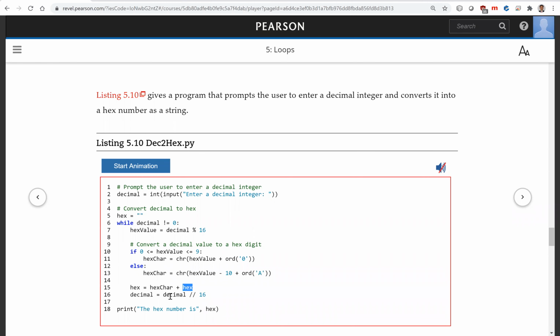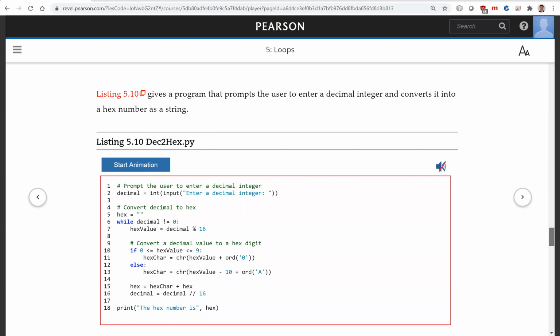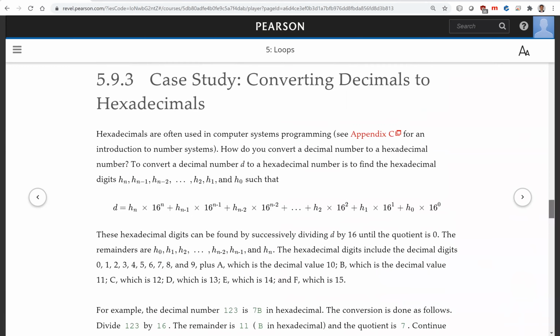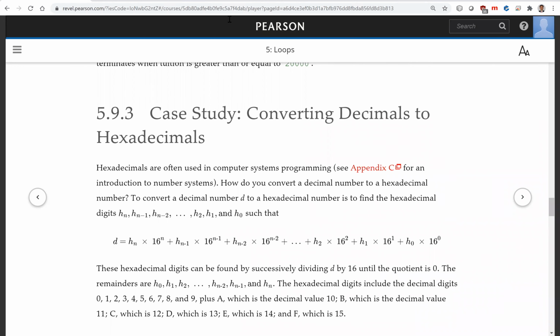So the decimal now, you have one coefficient for this hex number. And now we're going to remove the last digit: decimal, integer division, 16. What is left? We're going to continue to use the decimal to find the next hex number. So this is the program, and that is all for this case study on converting decimals to hexadecimal.